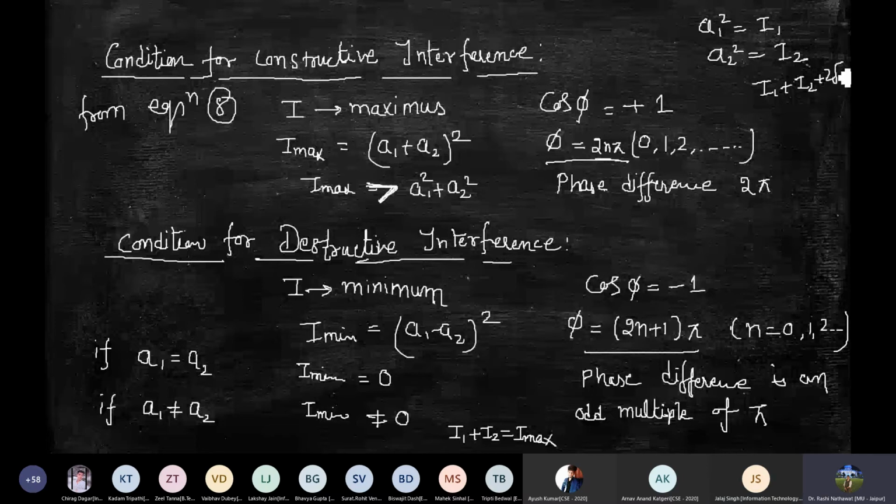In some books it can be written. So you mean you can write it in that form? Yes, ma'am. Intensity is proportional to A square, right? So if you want to write it that way, it can be right. No issues. If you want to write A1, A2, so you want to say I max, have you seen it somewhere in this form?